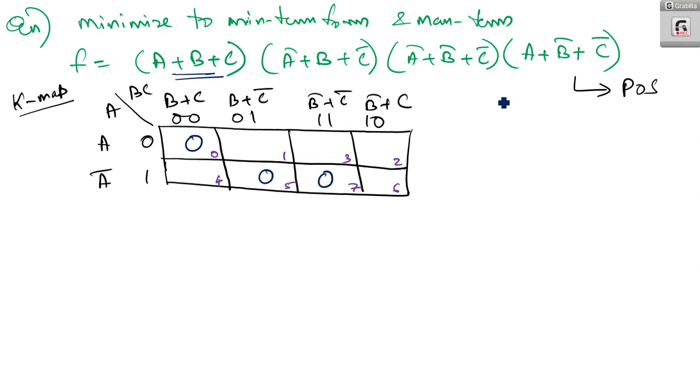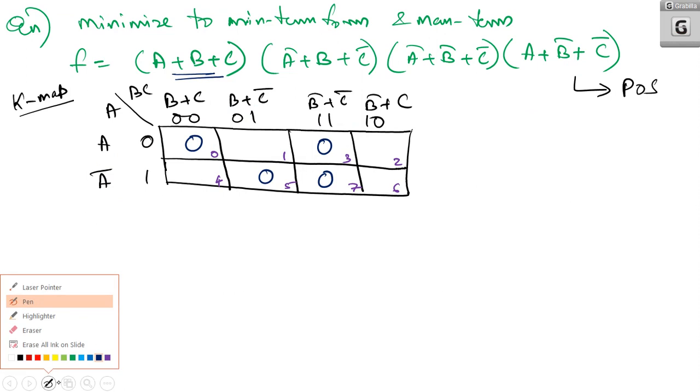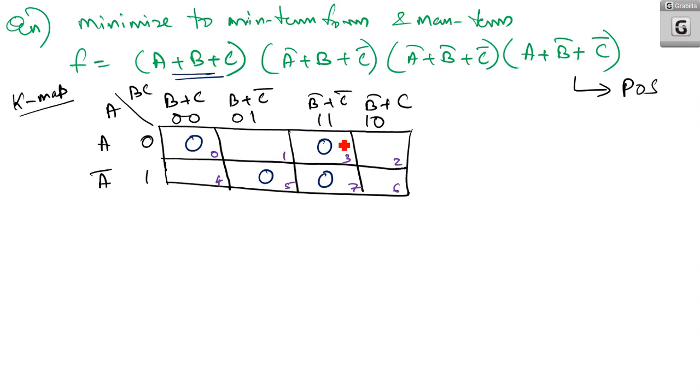That is the system. The last term is A or B bar or C bar. That is this term. Now here we can take pairs, right? If you are going for these pairs, you can pair these two. If you are pairing these two, what do you get? Here what you get is B bar or C bar.